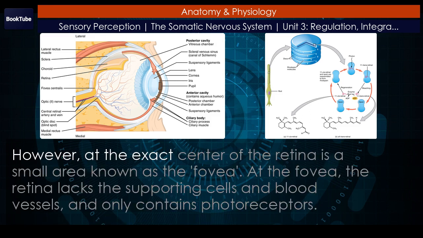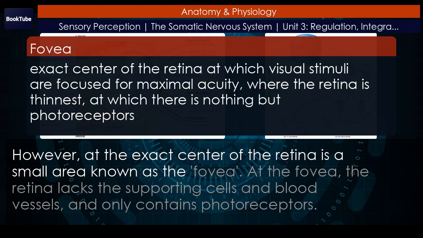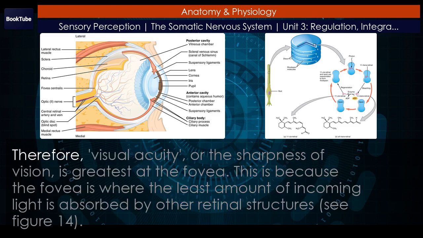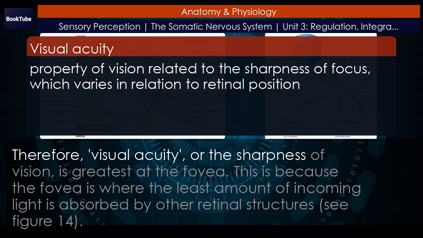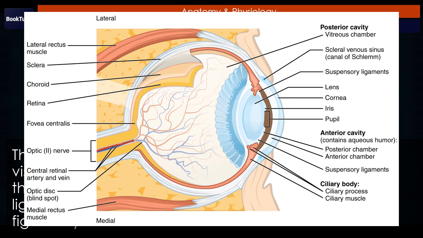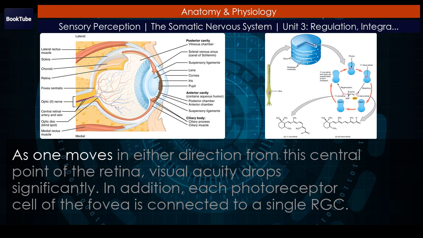However, at the exact center of the retina is a small area known as the fovea. At the fovea, the retina lacks the supporting cells and blood vessels, and only contains photoreceptors. Therefore, visual acuity, or the sharpness of vision, is greatest at the fovea. This is because the fovea is where the least amount of incoming light is absorbed by other retinal structures. See Figure 14. As one moves in either direction from this central point of the retina, visual acuity drops significantly.